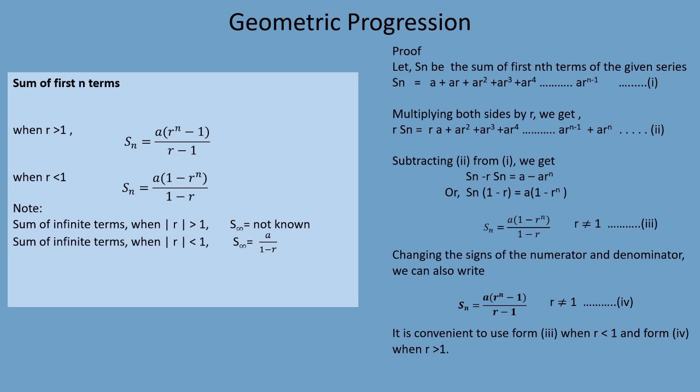Sum of infinite terms, when modulus of R is greater than 1, S infinity is not known. Sum of infinite terms, when modulus of R is less than 1, S infinity is equal to A by 1 minus R.